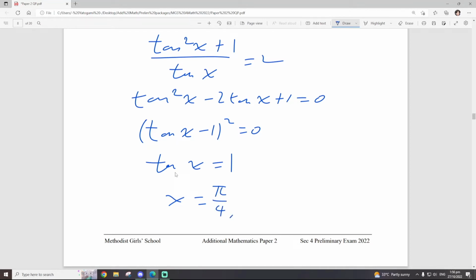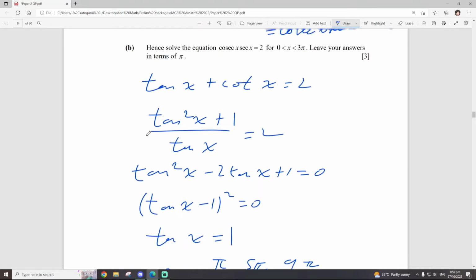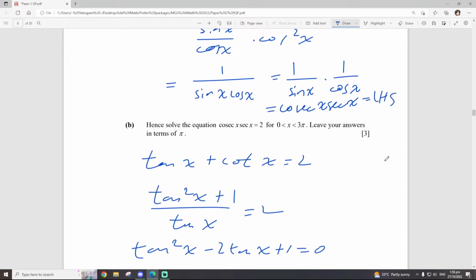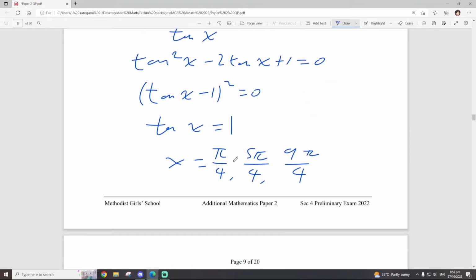So pi over 4, not 3 pi over 4, sorry, 5 pi over 4, and 9 pi over 4. Okay? I think it's only 3 marks. I don't think you need to show the basic angle stuff because it's only 3 marks. It's an exact answer, so you can just write down all the values.